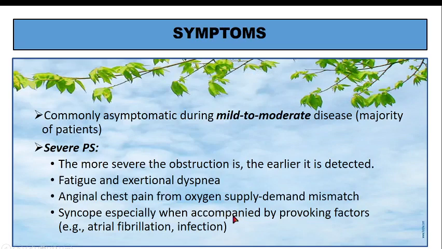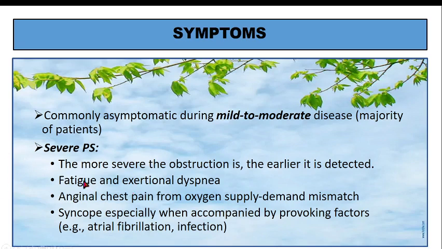Next is what are the symptoms? Symptoms are mild to moderate disease, commonly asymptomatic. The more severe the obstruction is, the earlier it is detected. Woh toh clear hai, jitna zyada obstruction rahe utna jaldi pata chalega. Ulta kya hai, jitna kam obstruction hai kaafi lambe samay tak pata nahi chalega.